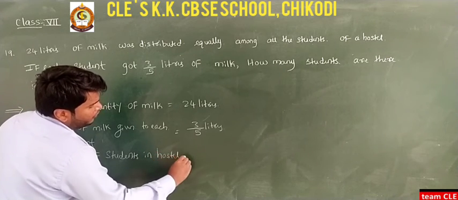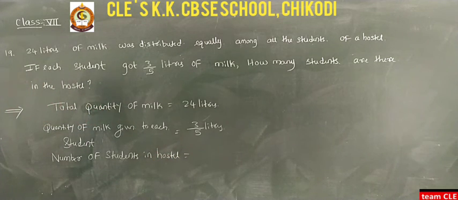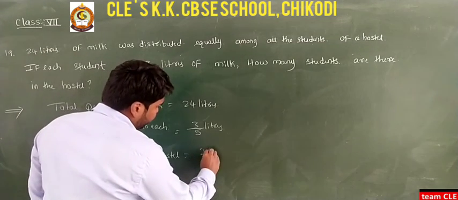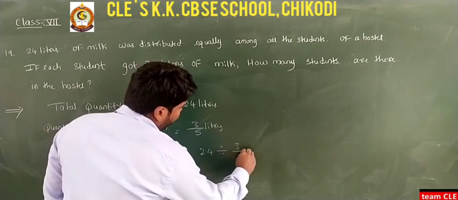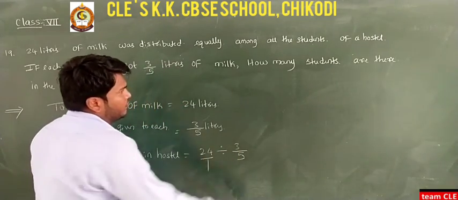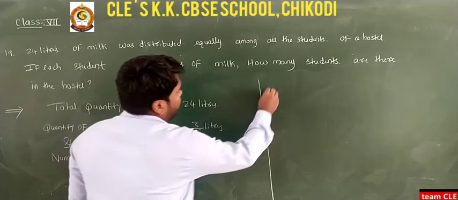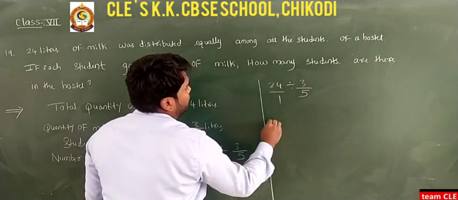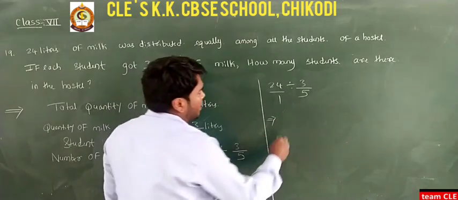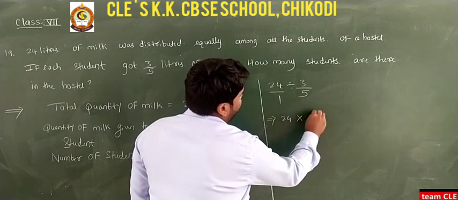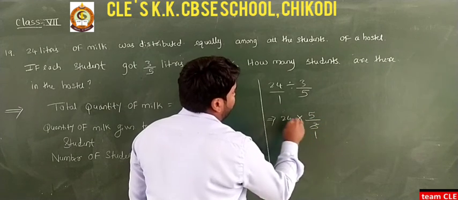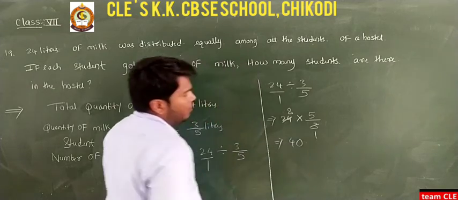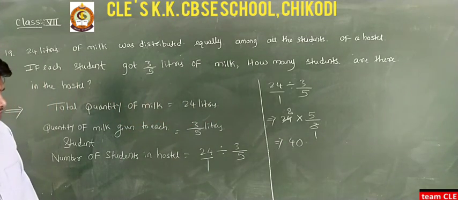So the number of students in the hostel means you have to write 24 divided by 3 by 5. Here you have to take the reciprocal, so it is 24 into 5 by 3. 3 ones are 3, 3 eights are 24. So the number of students in the hostel is 40.